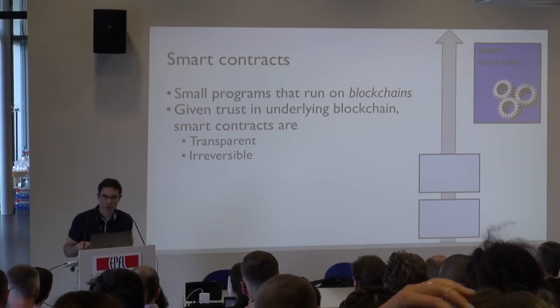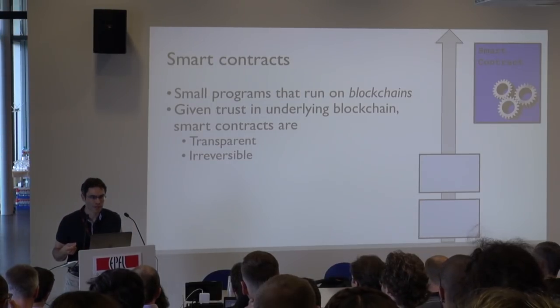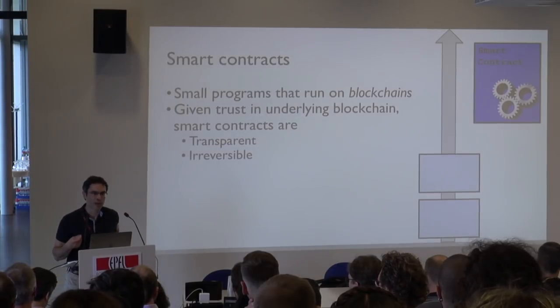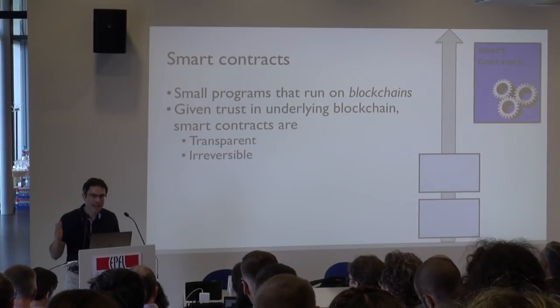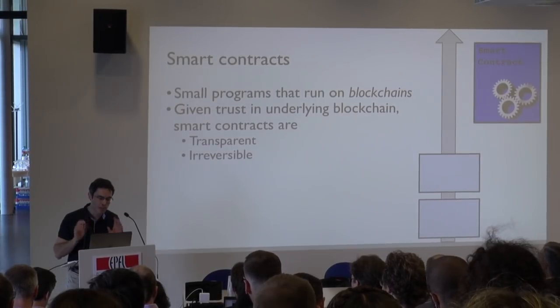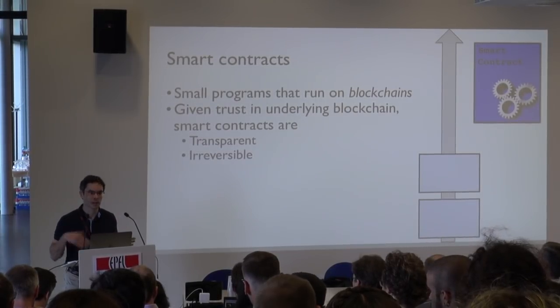A second essential property is that they're irreversible. Even the creator of the smart contract, and even a fairly powerful adversary, can't undo state changes made by a smart contract. It just keeps running.